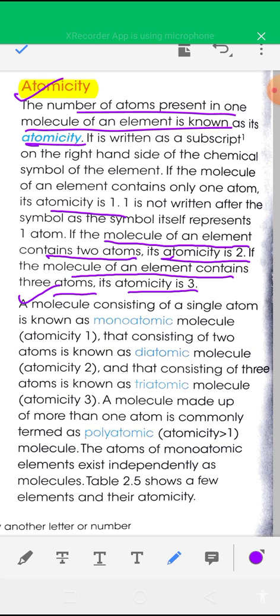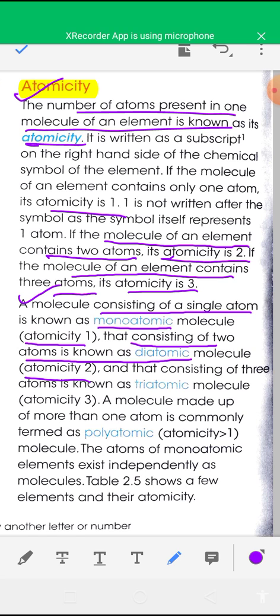So a molecule consisting of a single atom is known as a monoatomic molecule. Monoatomic molecules are those molecules which consist of only one atom. So monoatomic molecules have atomicity 1. If a molecule consists of 2 atoms, then it is known as a diatomic molecule, that is, atomicity is 2, okay. And if a molecule consists of 3 atoms, then it is known as a triatomic molecule and its atomicity is 3, okay.